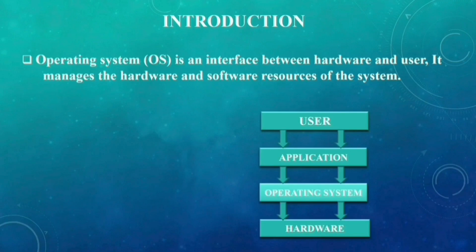An operating system is an interface between hardware and user. It manages the hardware and software resources of the system. This is the basic architecture of any operating system. Here, the operating system is placed between the user and the hardware.